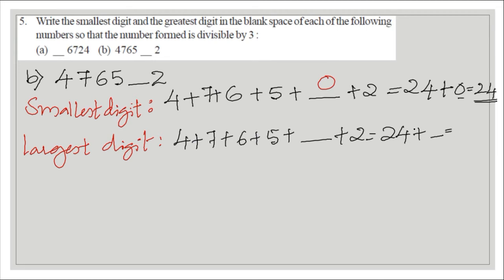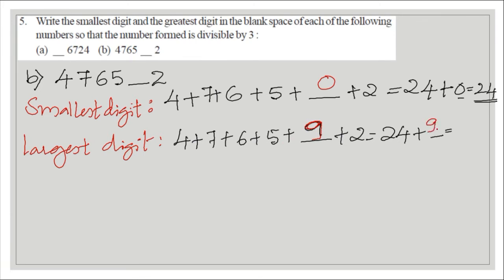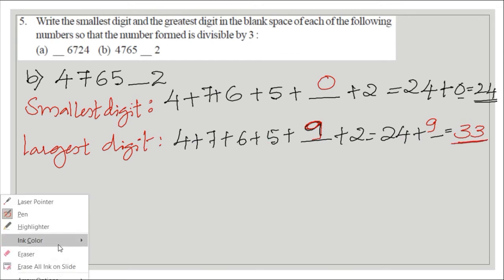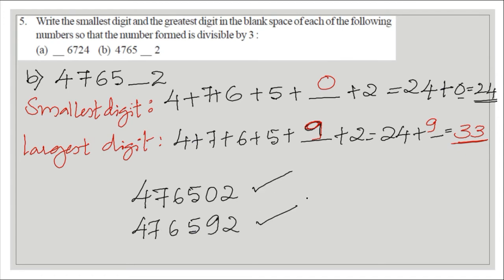Suppose I consider the digit to be 9, let me change the ink color. If this digit is 9, then 24 plus 9 is 33, and this 33 is exactly divisible by 3. Therefore, the smallest and largest numbers are 476502 and 476592. This is the smallest number, this is the largest number.